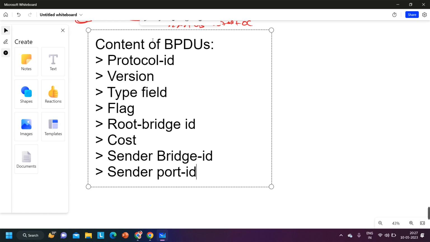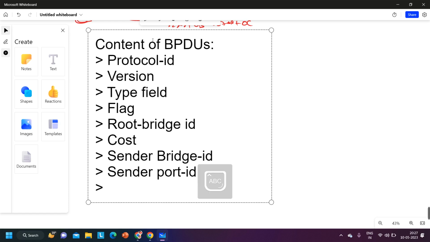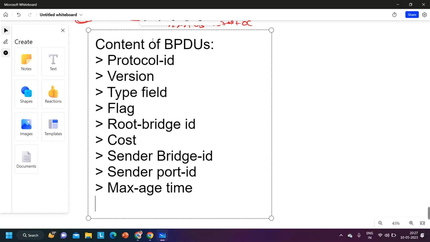Will this information be carried by BPDU? Yes, sir. Okay. Then there will be Forward message time. Message time will be what? 20 seconds. Okay, then Message age.